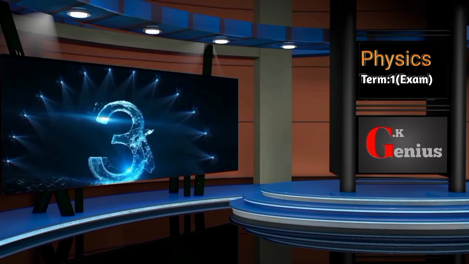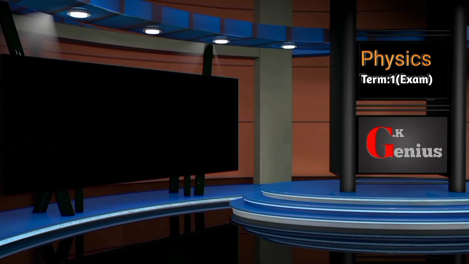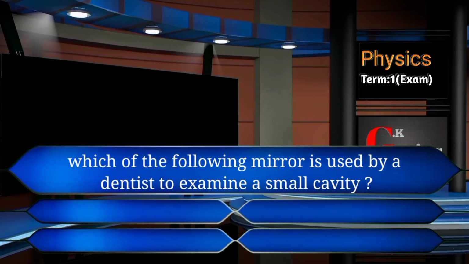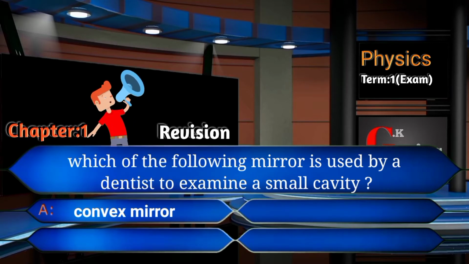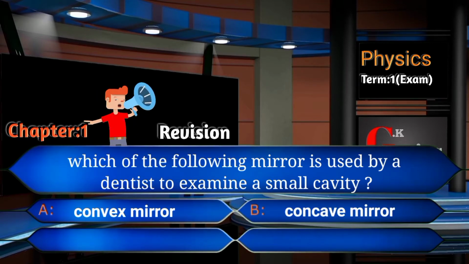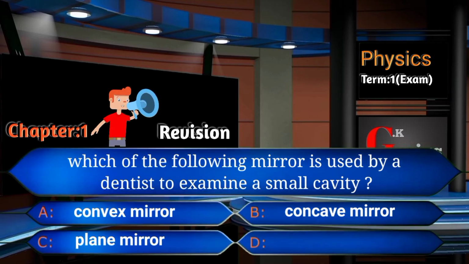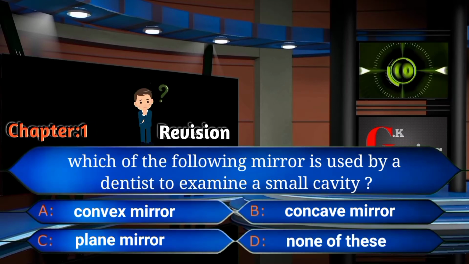Third question. Which of the following mirror is used by a dentist to examine a small cavity? Your option is A convex mirror, B concave mirror, C plane mirror and D none of these. Time start now. 9, 8, 7, 6, 5, 4, 3, 2. Right answer is B concave mirror.